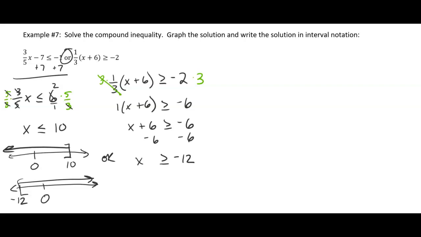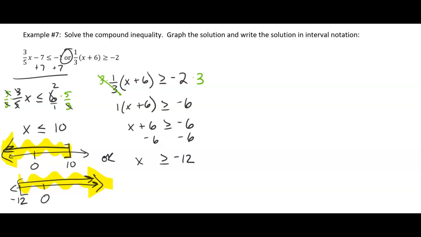Well, what numbers satisfy one or the other? All of the real numbers do. You can't think of a number that's not either less than 10 or greater than negative 12. So we're going to include all the numbers. Sometimes I'll write all real numbers. But in interval notation, this is what it looks like. So what we want is all of these numbers and all of these numbers. And notice that they're going off in both directions.